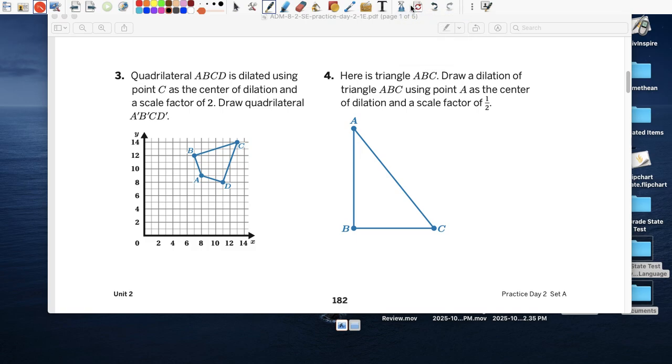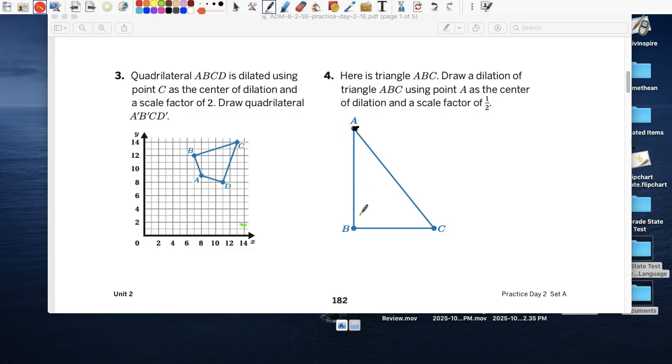Okay, here's a triangle ABC. Draw a dilation of triangle ABC using point A as the center of dilation. Sorry guys, my pen is not obeying me. So remember, with a dilation of one half, the distance gets cut in half.